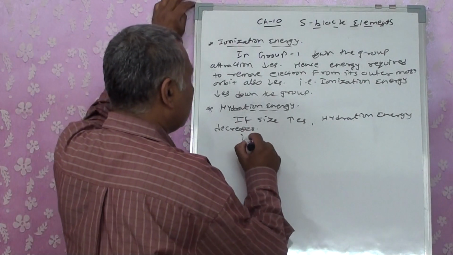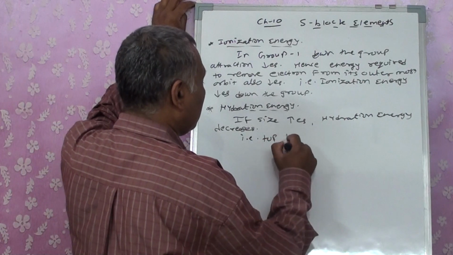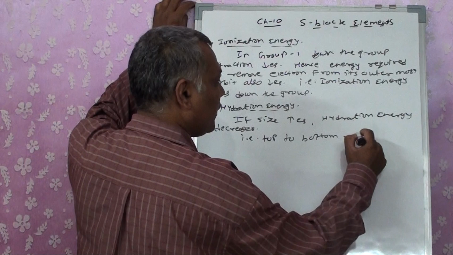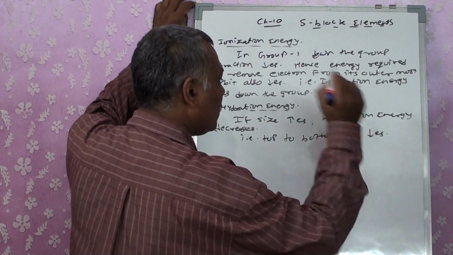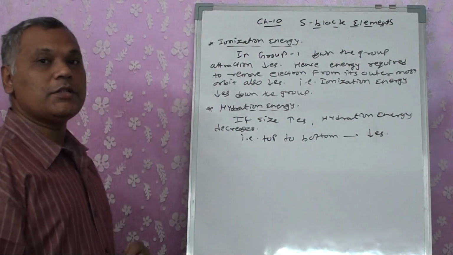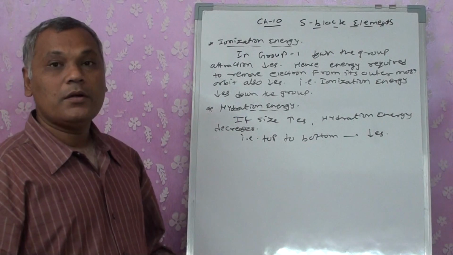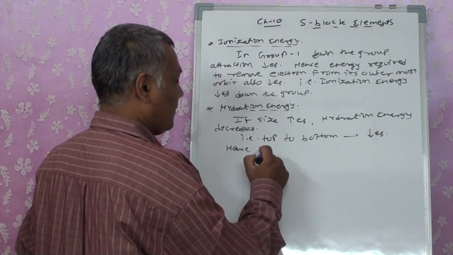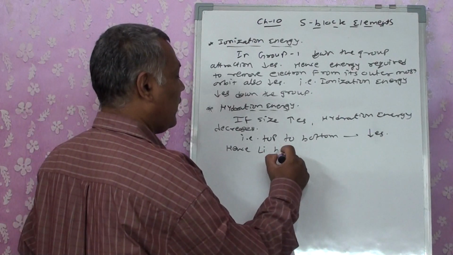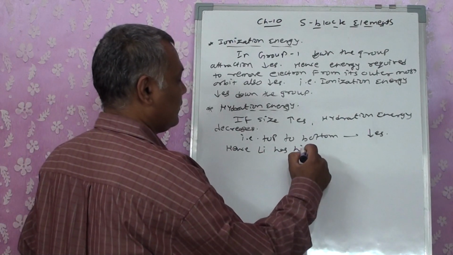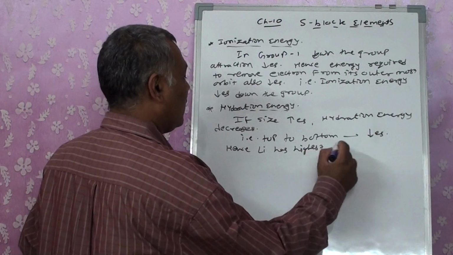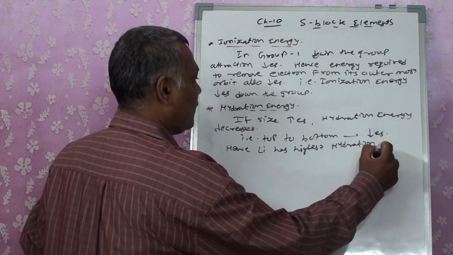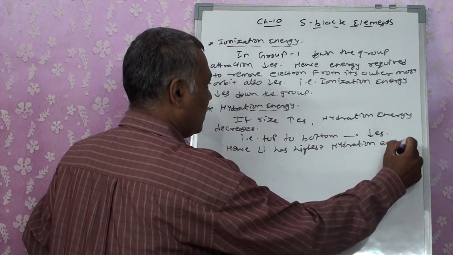That is, from top to bottom, it will decrease. Hydration energy in group 1 will decrease. Hence Li has the highest hydration energy.